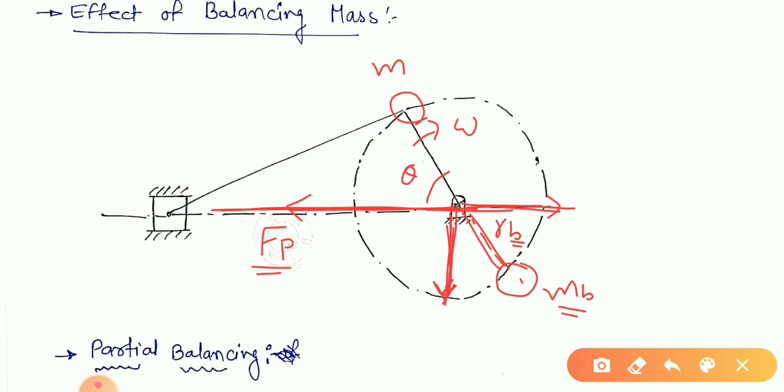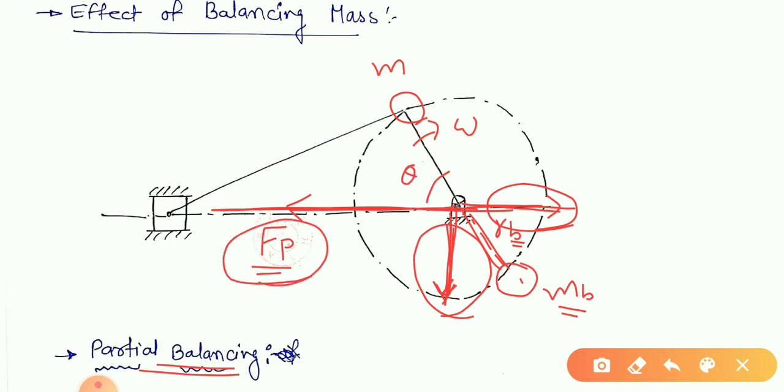So we are doing partial balancing, so we can reduce the effect of this vertical component and also balance the horizontal component. In the next portion, we will be balancing only some fraction of the primary unbalanced force.